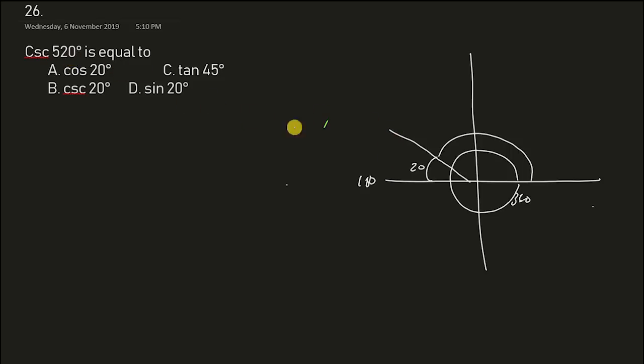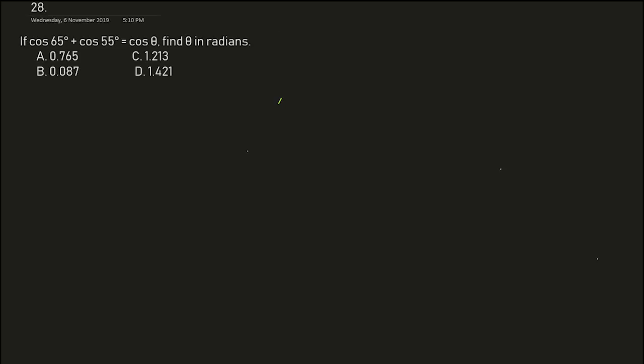Ngayon, ano yung value ng cosecant 520? Cosecant 520 is equal yan sa cosecant ng 20 degrees. Yan. So, answer is B. Alright? Next.